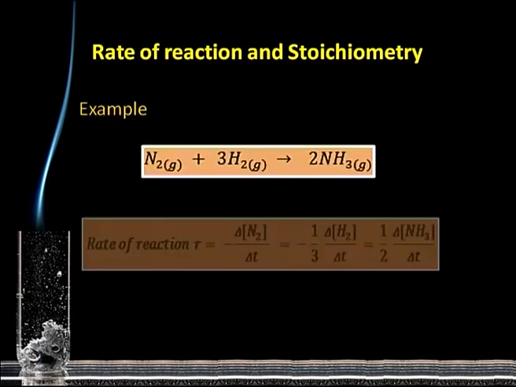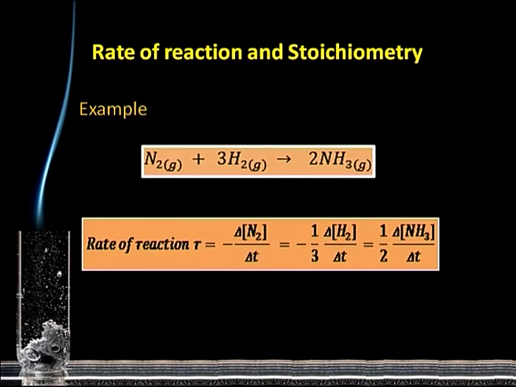Take another example. Again, ammonia. So, all the equations that we have written with respect to nitrogen, with respect to hydrogen, with respect to ammonia, we have taken into account the stoichiometric coefficients, so that the rate of reaction that we get is the same whether we monitor hydrogen or ammonia to follow the reaction.